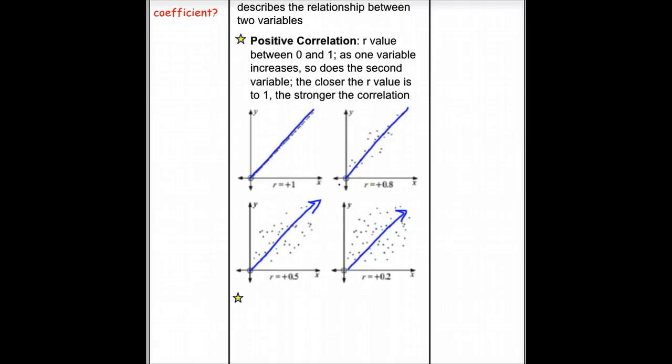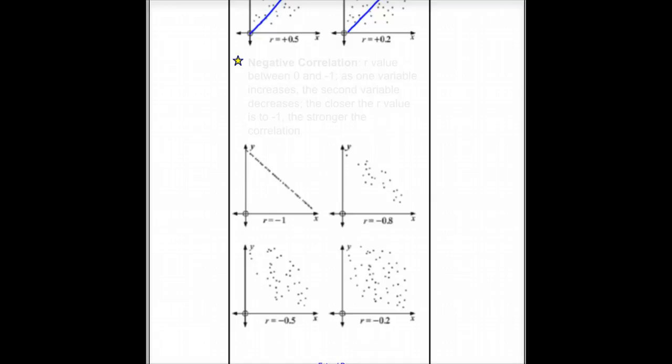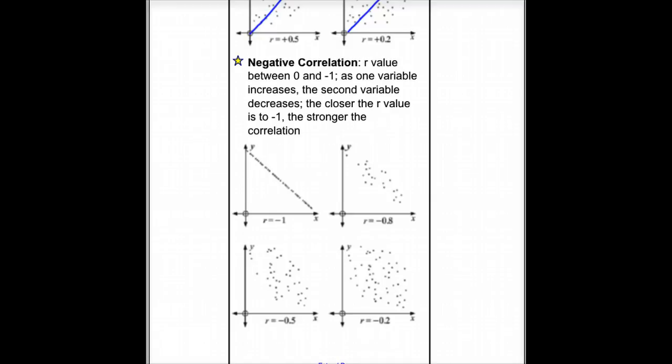Now, on the other hand, we have something known as negative correlation, which is going to be between 0 and -1. Same thing: the closer the R value is to -1, the stronger the correlation. However, with a negative correlation, as one variable increases, the other decreases. So as your score increases, the number of missing assignments you have will, in correlation, decrease.